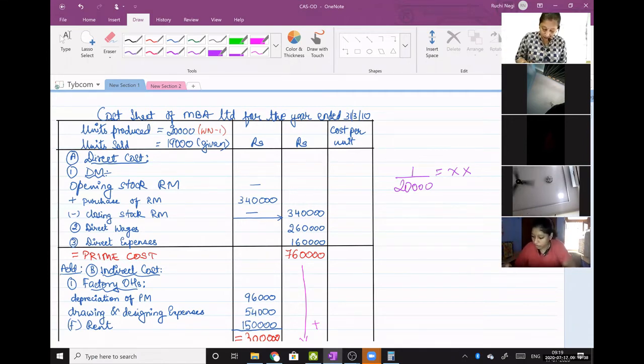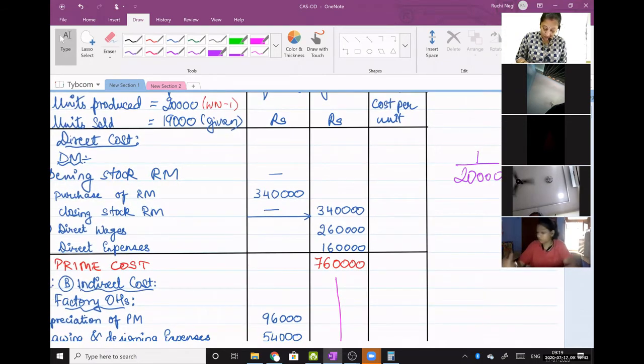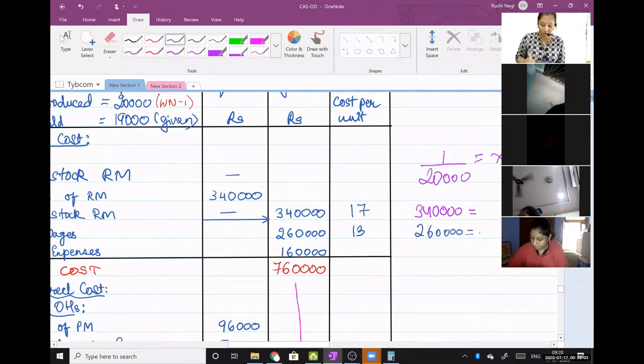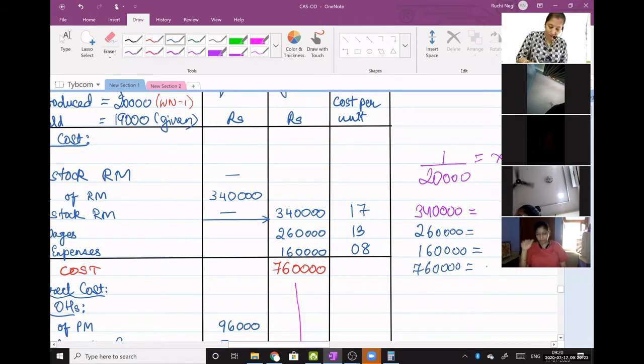First answer I want is the direct material, 3,40,000. Type 3,40,000 and press equal to; the answer is 17. Next type 2,60,000, press equal to; the answer is 13. Next type 1,60,000 and press equal to; the answer is 8. Next type 7,60,000, press equal to; the answer is 38. Am I clear? Are you able to relate what we did last lecture?